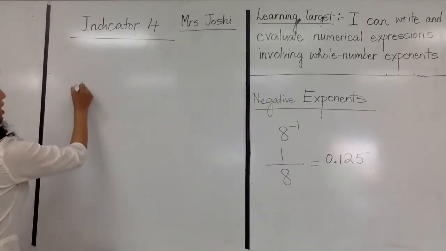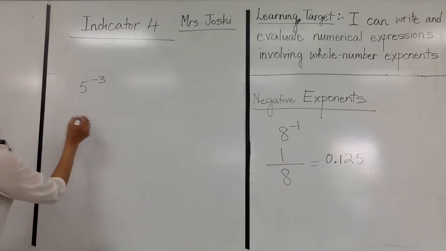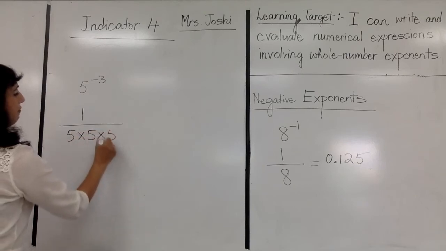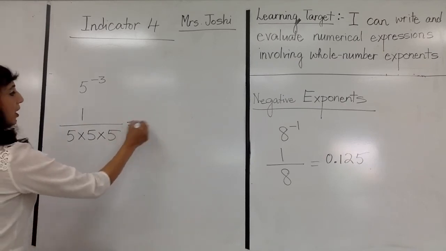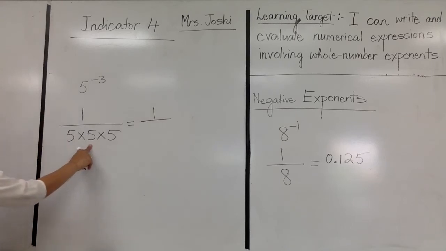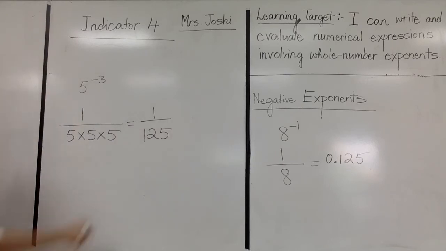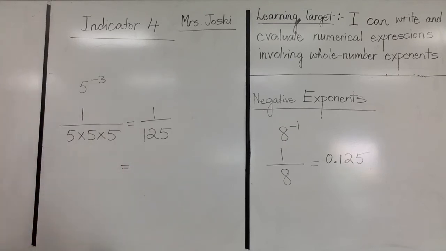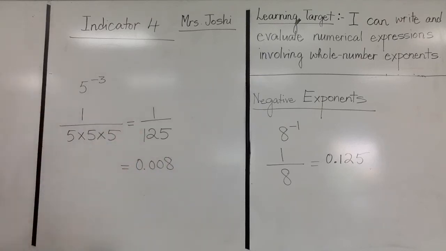So if I said 5 to the negative 3, I would basically write this out as 1 over 5 times 5 times 5. All right, so this would be equaling 1 over 5 times 5 is 25, times 5 is 125. And then when I simplify dividing 1 by this number, again, this is going to be the next unit. Okay, so this becomes 8 thousandths as my standard form.